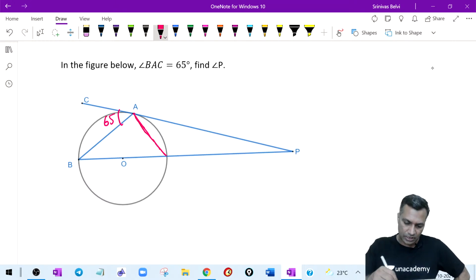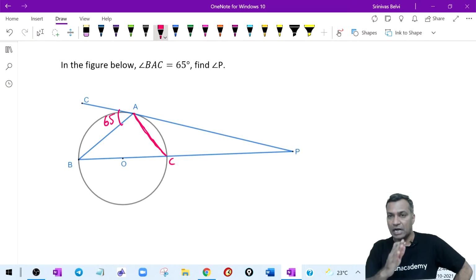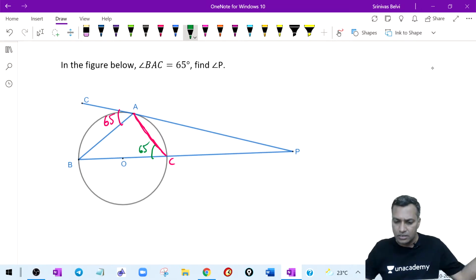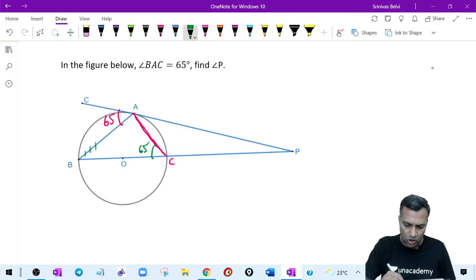I will drop this construction. I will draw this line. Let me call this point as C. I will draw this construction line. The moment I draw this construction line, courtesy alternate segment theorem, I get this as 65. Here is my chord and here is my tangent.